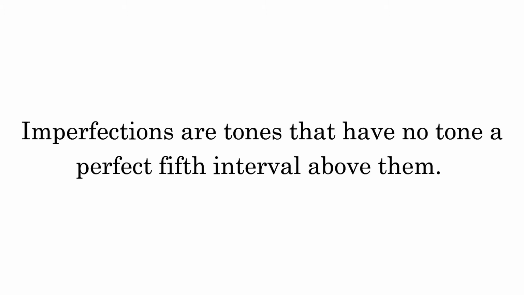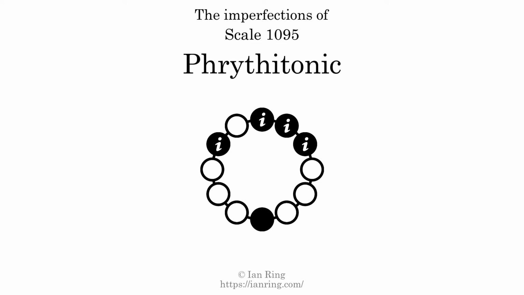Imperfections are tones that have no tone a perfect fifth interval above them. This scale has 4 imperfections. They are at positions here, here, here, and here.